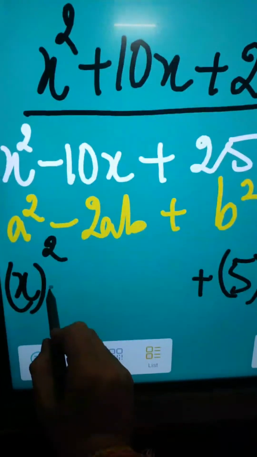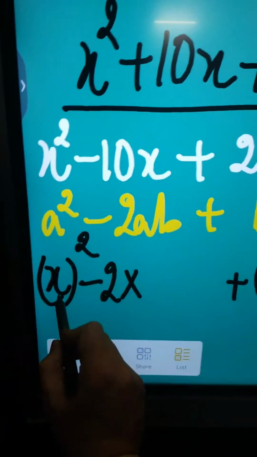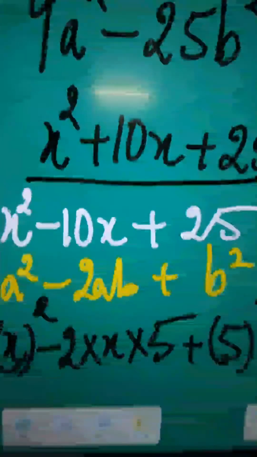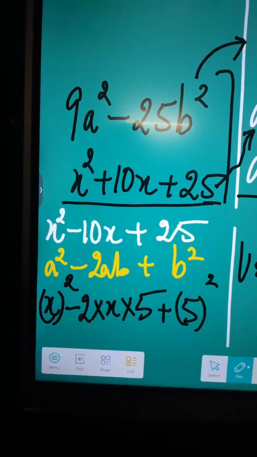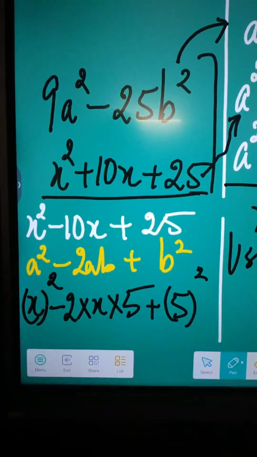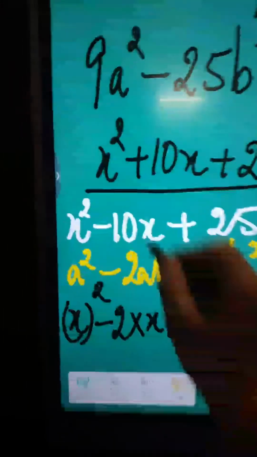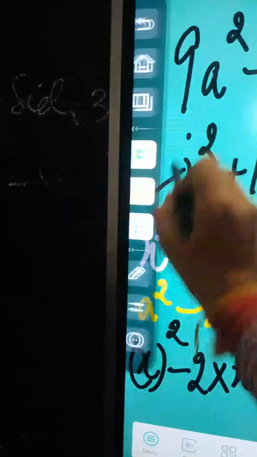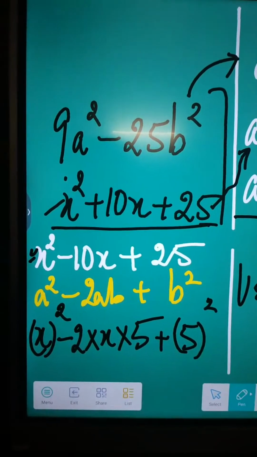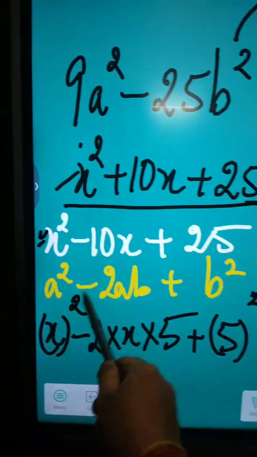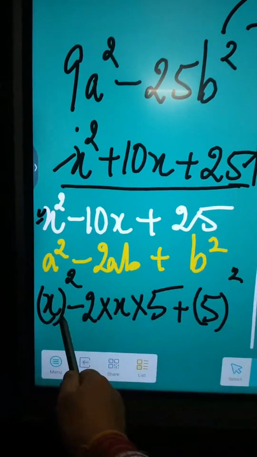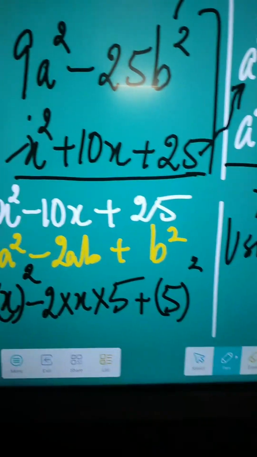So what will be minus 2ab? Minus 2 into a into b, 2 into x into 5. So x square minus 2ab is 2 into x into 5. Take screenshot of this. X square plus 10x I have changed. This is a separate question and this is a separate question. Both the questions are different. So since the question has a minus sign, I am using minus formula. So it becomes a square minus 2ab plus b square. It will become x square minus 2 into ab plus b square.